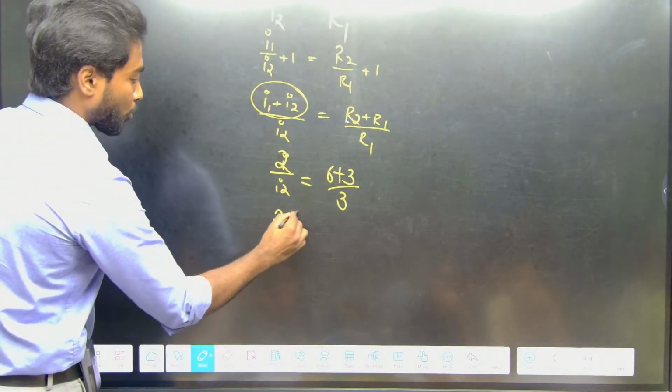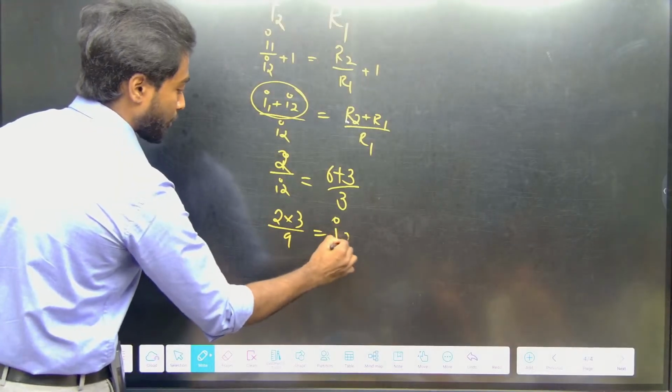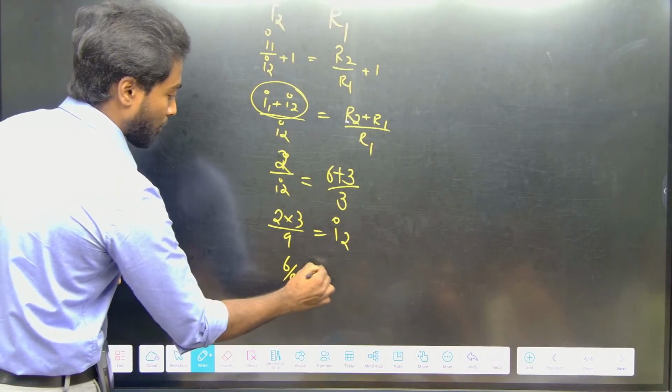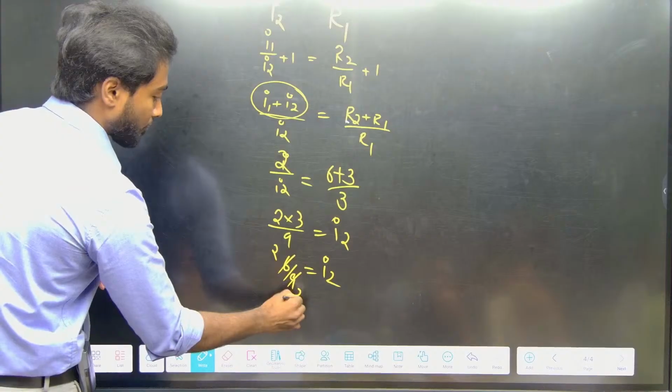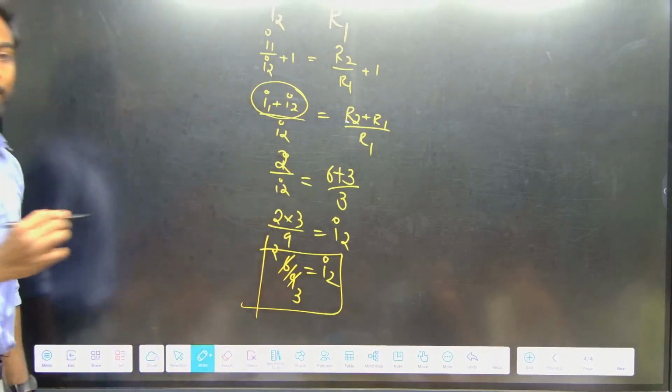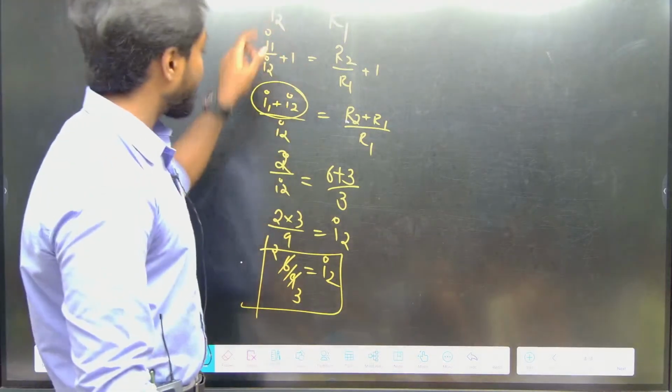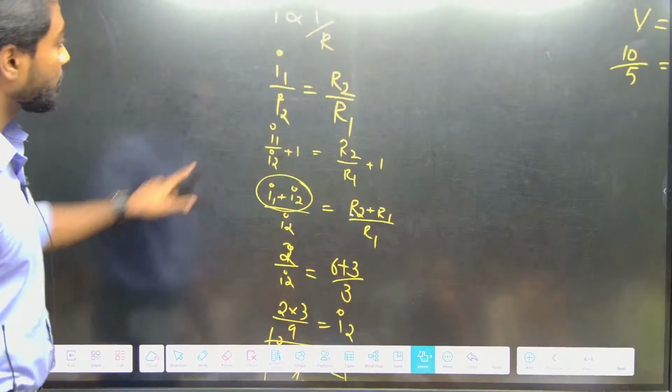So 2 into 3 by 9 will be equal to I2. So 6 by 9 will be equal to I2. 2 by 3 is the I2 value. If I got the I2, can I get the I1 in this equation only?